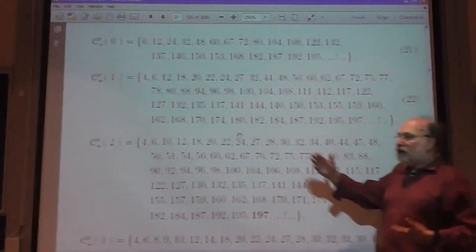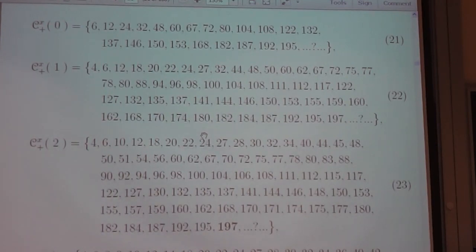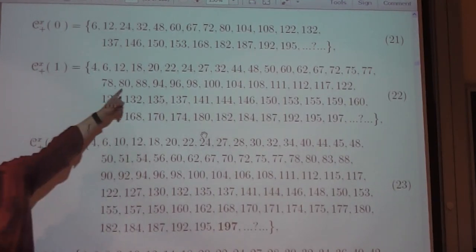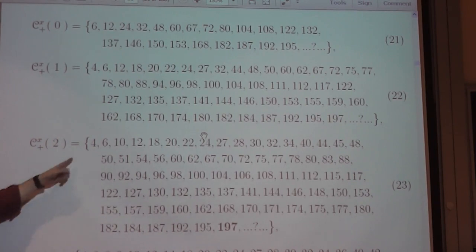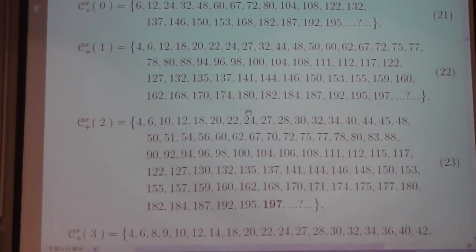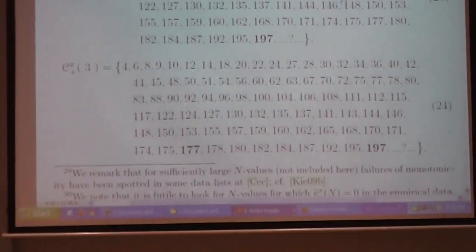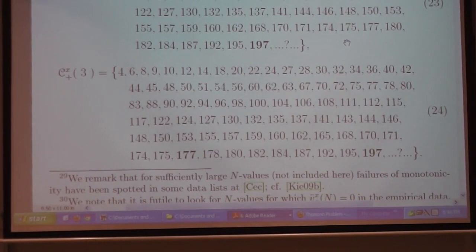When you now go in the other direction, now s is 1 instead of 0, whoa, there are many more convex defects. If you put s equals 2, even more. s equals 3 down there, even more numbers. And it turns out that each larger set contains the previous one completely.